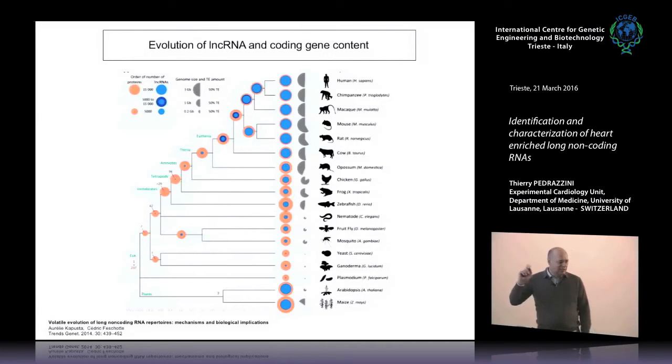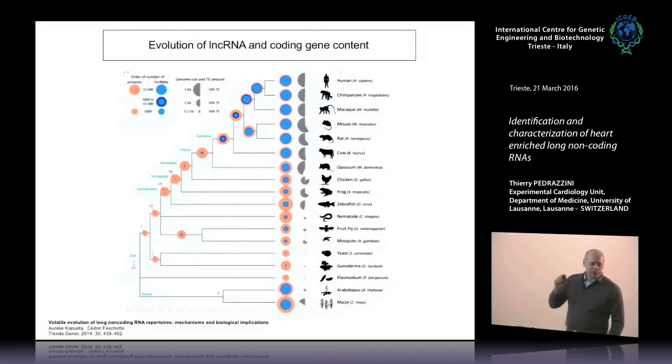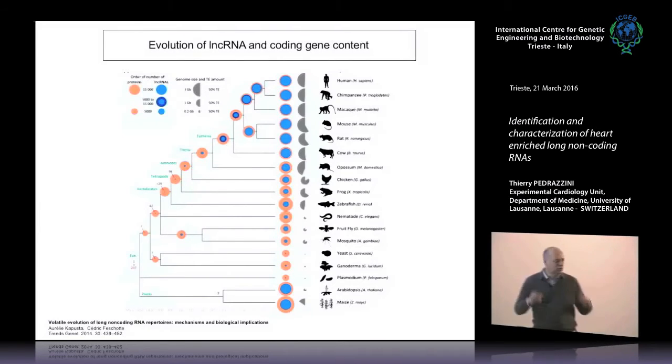So the importance of the non-coding genome is now more and more recognized. And this is a slide that you might have seen already. But the main message here is that the main difference between mammals and other species with a more compact genome is the amount of the non-coding genome. So complexity is not really associated to the number of coding genes, but to the amount of the non-coding genome.